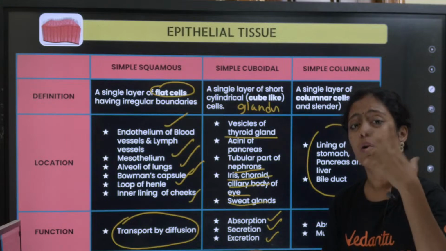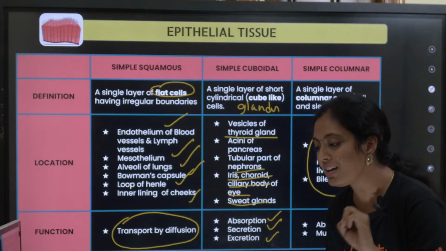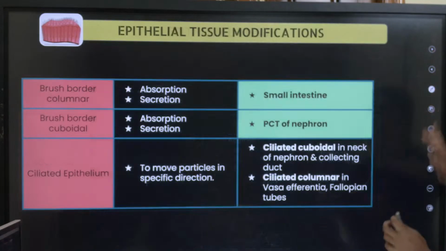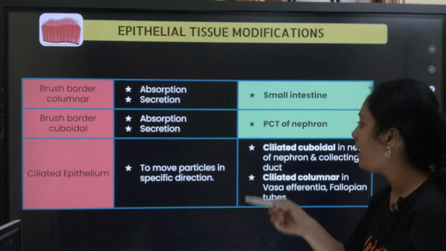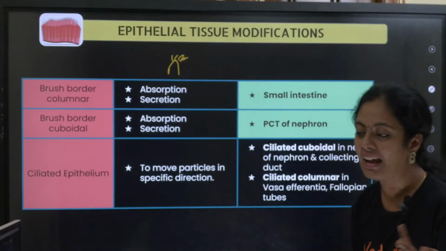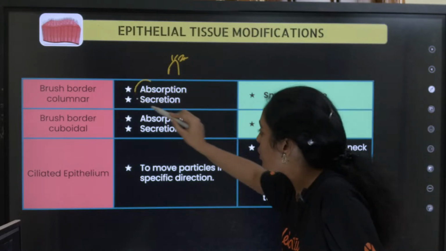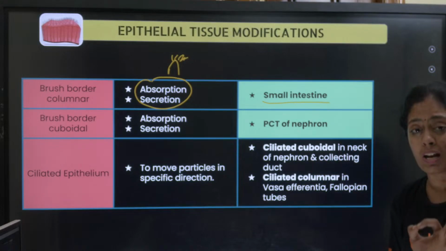Can anyone tell me what is the use of mucus? Though the digestion chapter is actually removed, can anyone tell me what is the function of mucus in your digestive system? Anybody? Yes. This is your brush border epithelium, brush border columnar. What is brush border columnar? Having microvilli or cilia like this is what we call brush border columnar. Okay, they are involved in absorption and secretion. Where are they present? They are present in the small intestine.